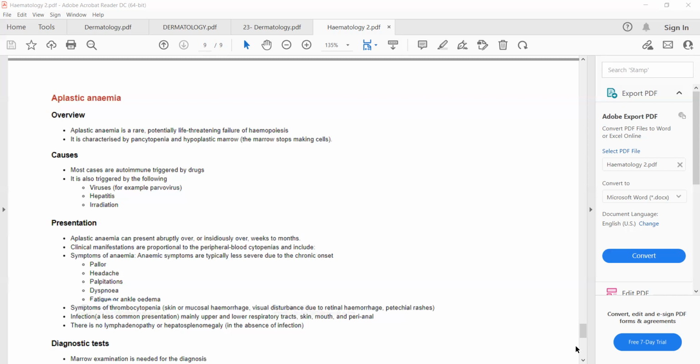Most causes of aplastic anemia are autoimmune, triggered by drugs. There are some other triggering factors as well, such as viruses, hepatitis, radiotherapy and chemotherapy. They all can cause bone marrow suppression or bone marrow failure as well. But mostly aplastic anemia is autoimmune. Autoimmune destruction of the bone marrow and replacement of the bone marrow with fat cells is the main pathophysiology of aplastic anemia.